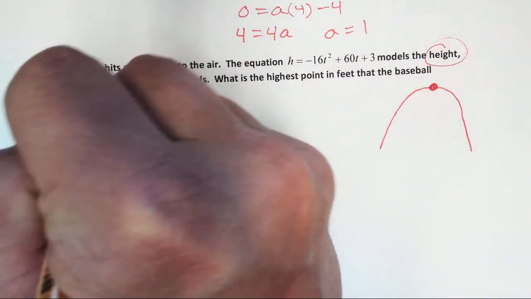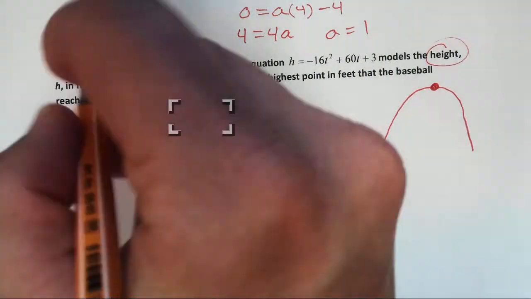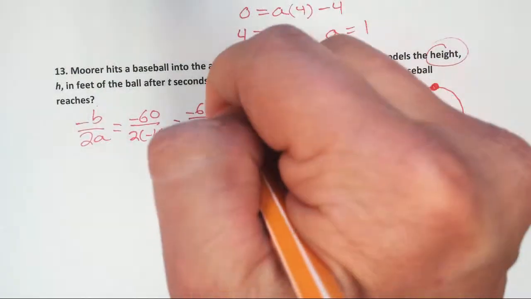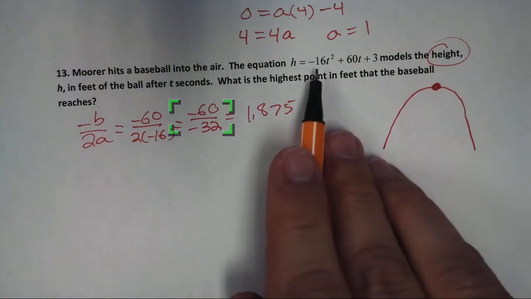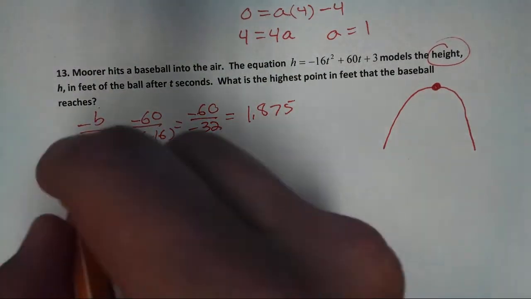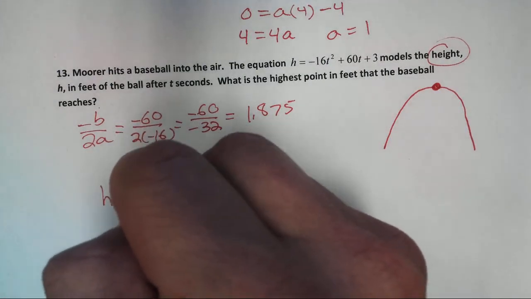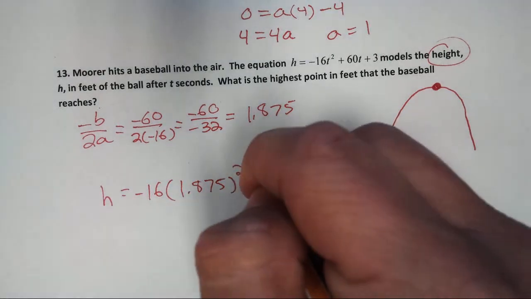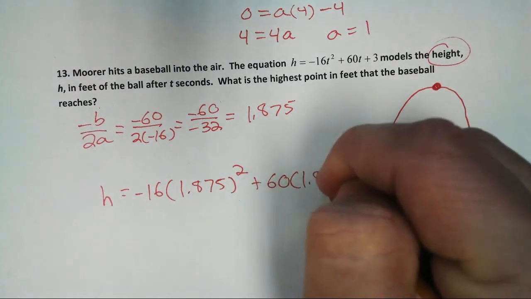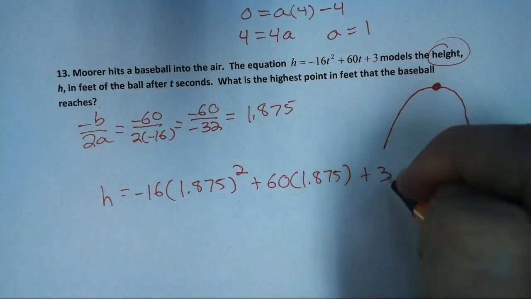So we start off with negative b over 2a. Negative b is negative 60. 2 times a, that's 2 times negative 16. So we have negative 60 over negative 32, which gives us 1.875. So all we've got to do now is plug this into the formula and do the order of operations. So h equals negative 16 times 1.875 squared plus 60 times 1.875 plus 3.